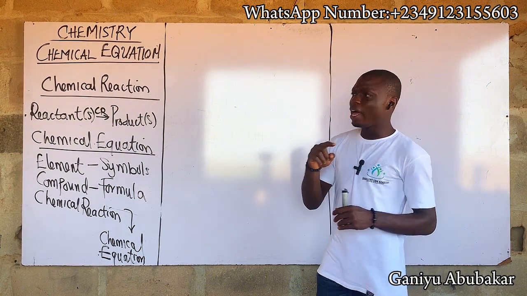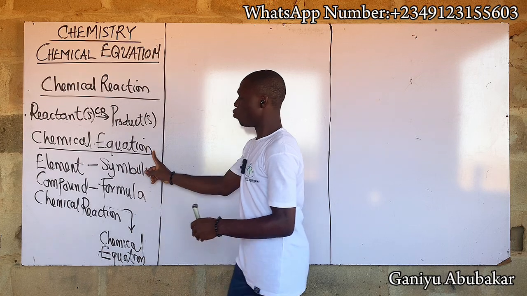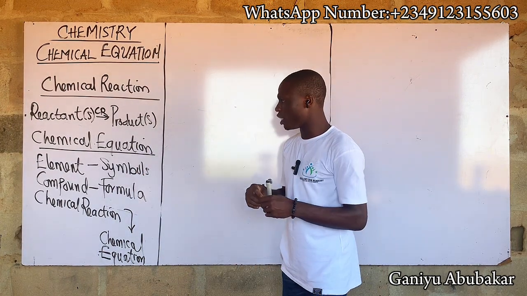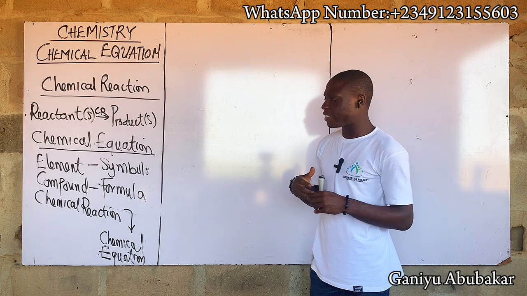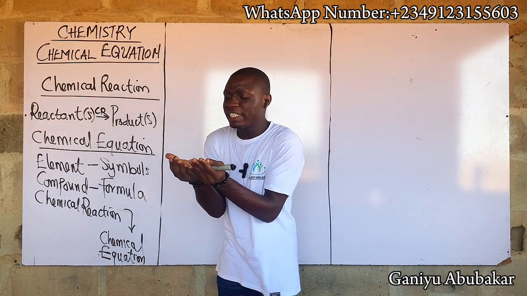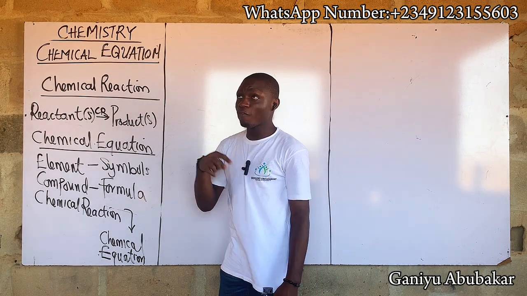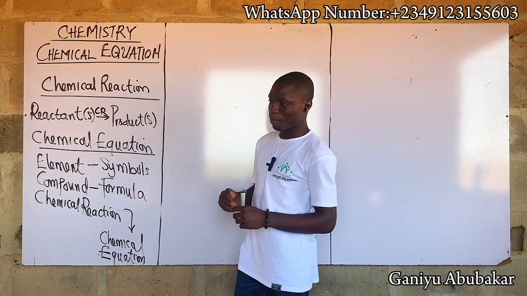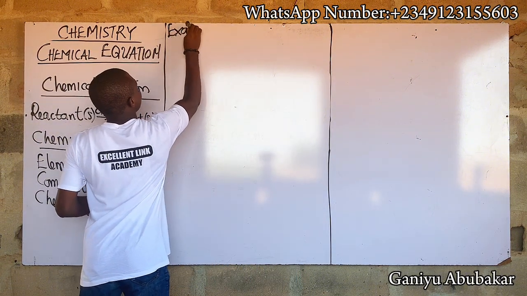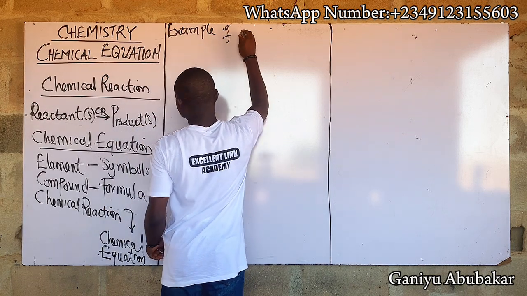So now listen up. I have defined chemical reaction and chemical equation, right? Now, what are examples of chemical equations? I'll give you several examples under chemical equation to further increase your solid understanding of reactants and products. At this point, let's take several examples of a chemical equation.